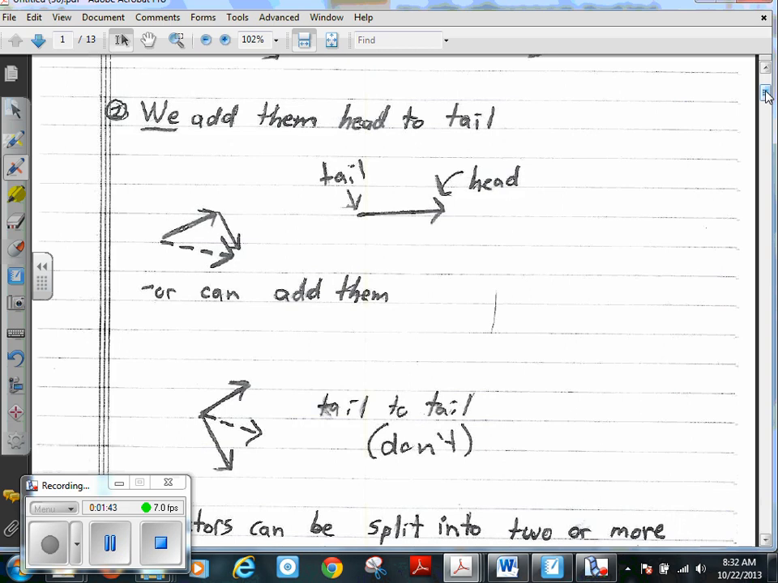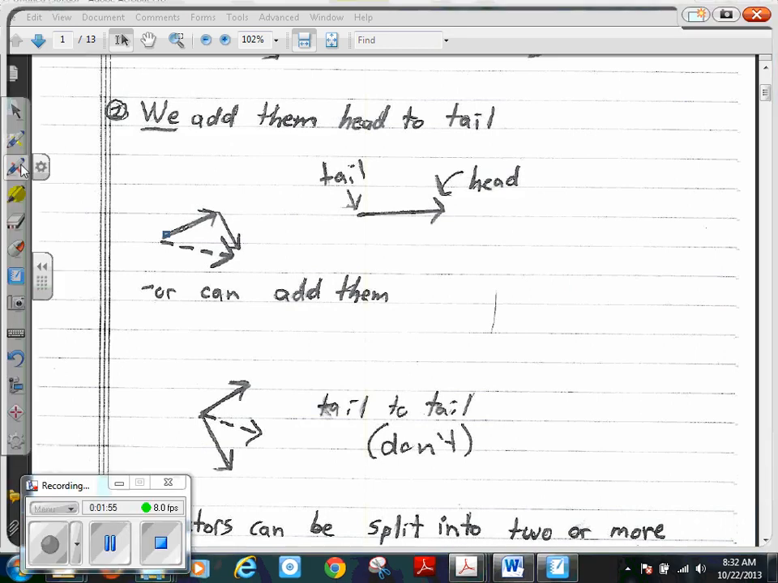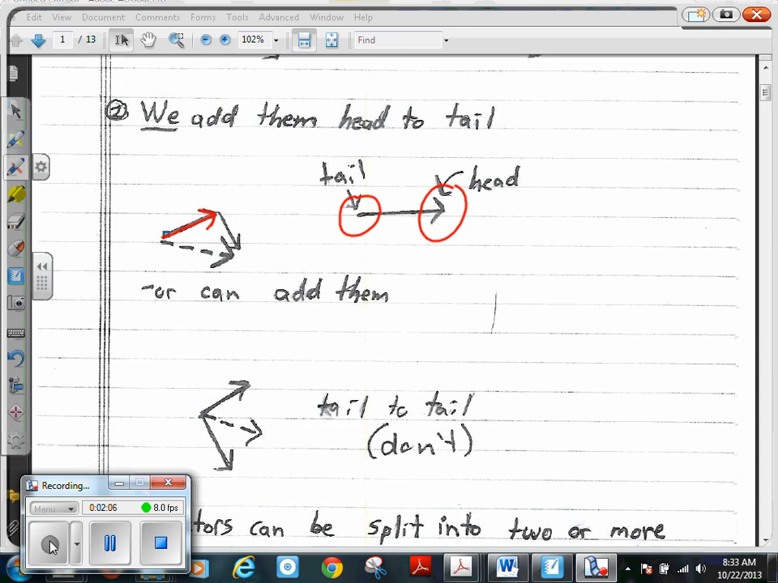So the way that we add vectors is we add them from head to tail. Okay. So what that means is you draw your first vector, and as you can see, this here is the head of a vector. This would be the tail, which is pretty easy to figure out, right? And then the next vector that you're going to add, you put the tail at the other head, and that's the way we add them.